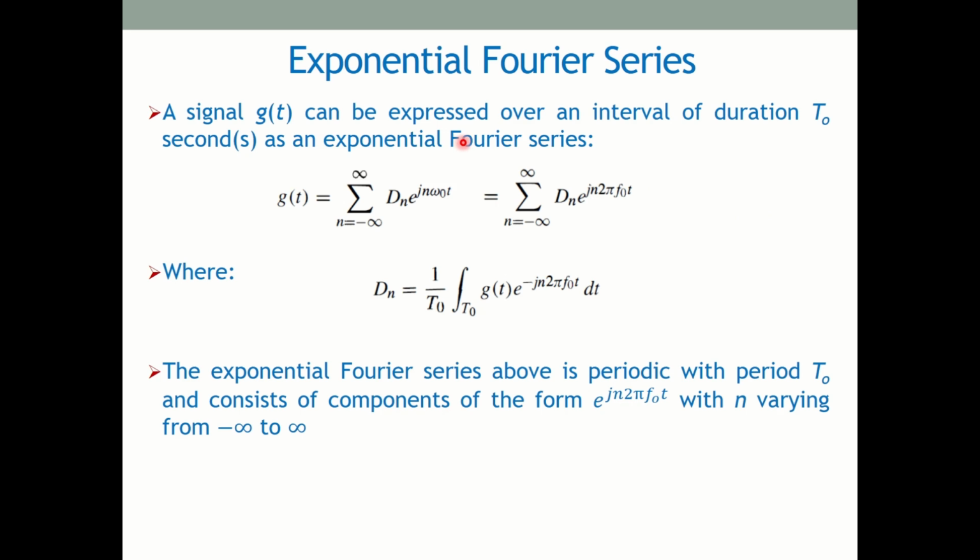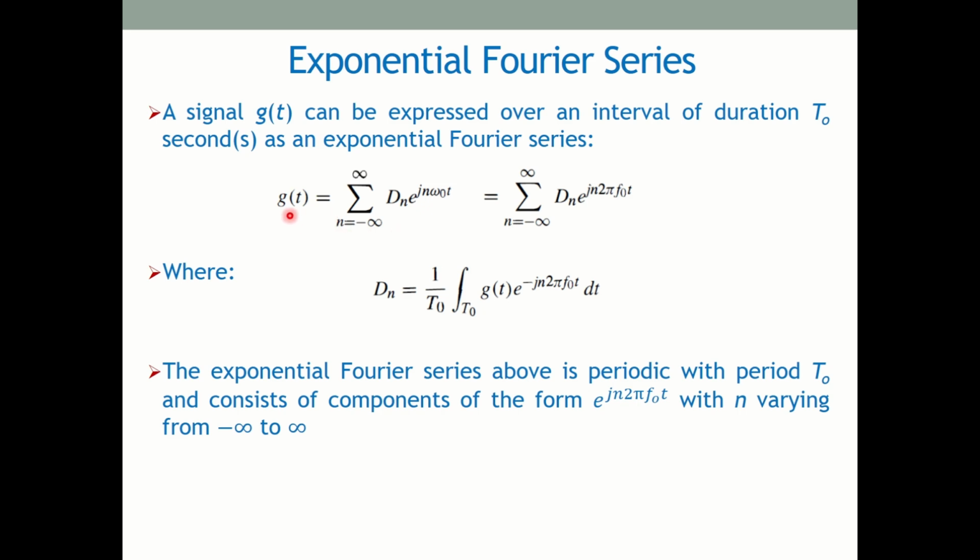Now a signal g(t) can be expressed over an interval of duration t naught, which is in seconds, and it can be represented as an exponential Fourier series. As we said, g(t) is, let's say, a periodic signal. This is the exponential Fourier series in terms of which we represent g(t).